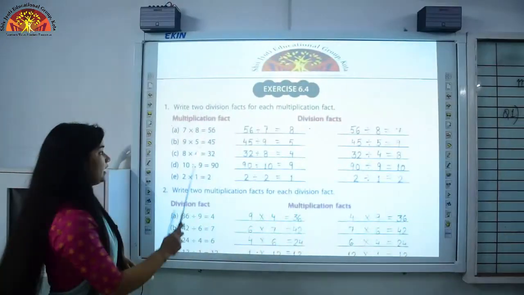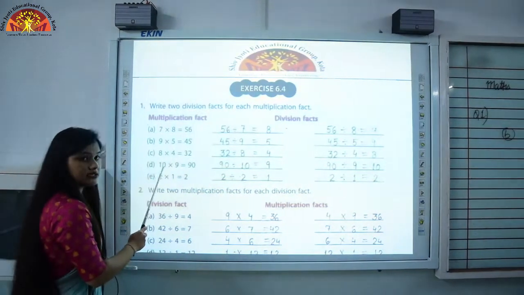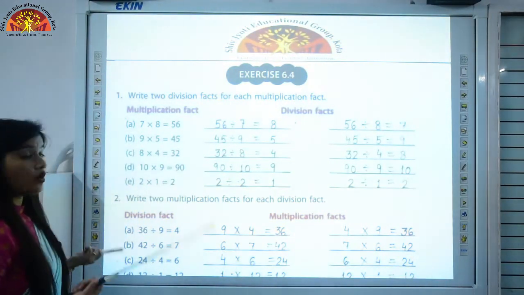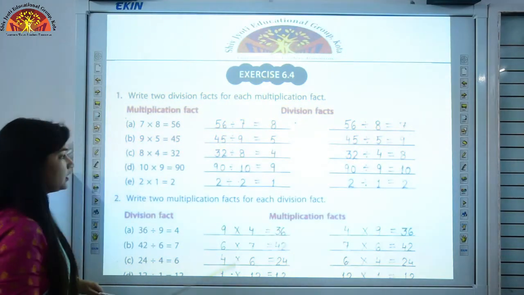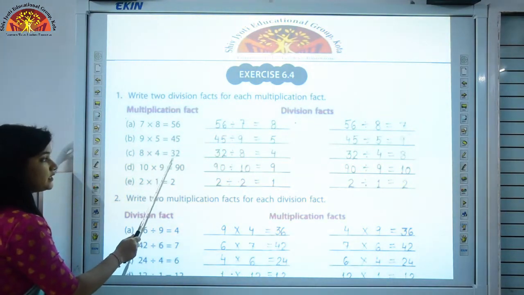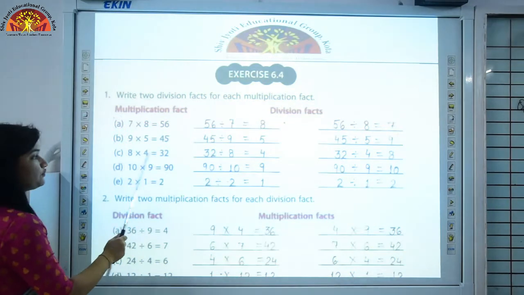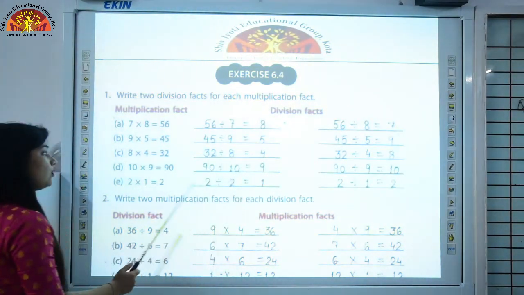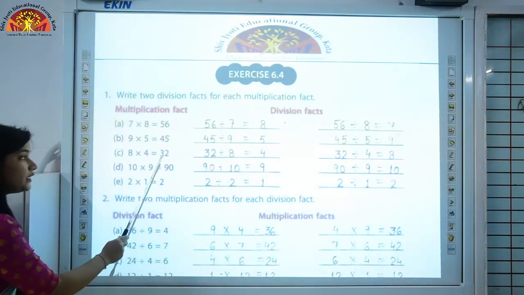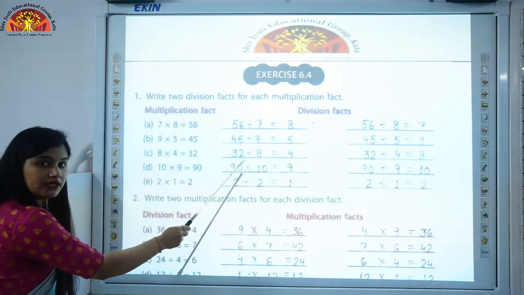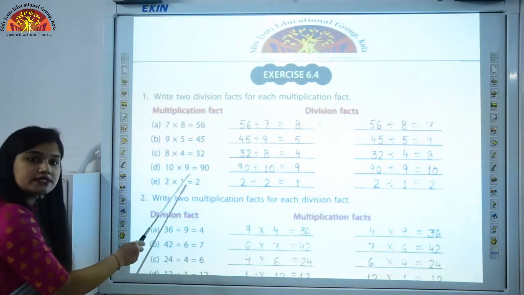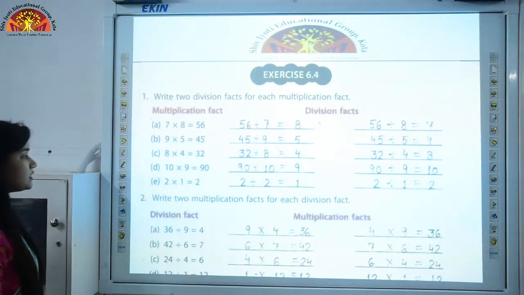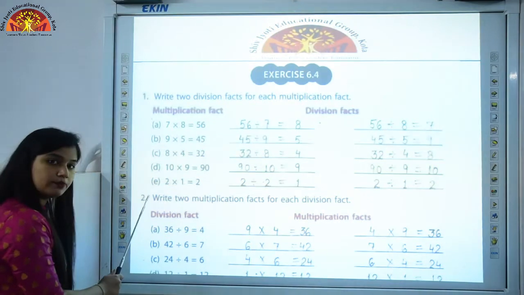So now just look here. We have done A and B part. Now the C part is 8 multiplied by 4 is equals to 32. So now how can we find 2 division facts here? We have to divide this 32 by 8 and we will get 4. Now again we are dividing this 32 by 4. पहले हमने 8 से divide कर लिया, अब हम इसको किससे divide करेंगे? 4 से and we will get the answer 8. Is it clear students? In this way students you can do D and E part also.